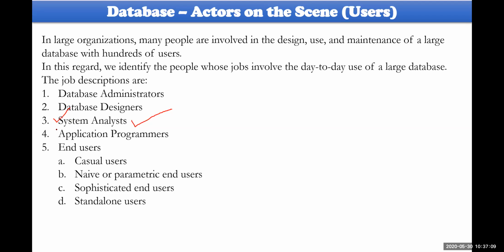And application programmers, obviously these people are called software engineers. Based on the designs given by the database administrator and database designers, these people perform accordingly. They create application programs or databases for the success of the database application. And then finally, I'd like to come to end users. These people are the most crucial people for any kind of database. Casual users. What are casual users in the sense?